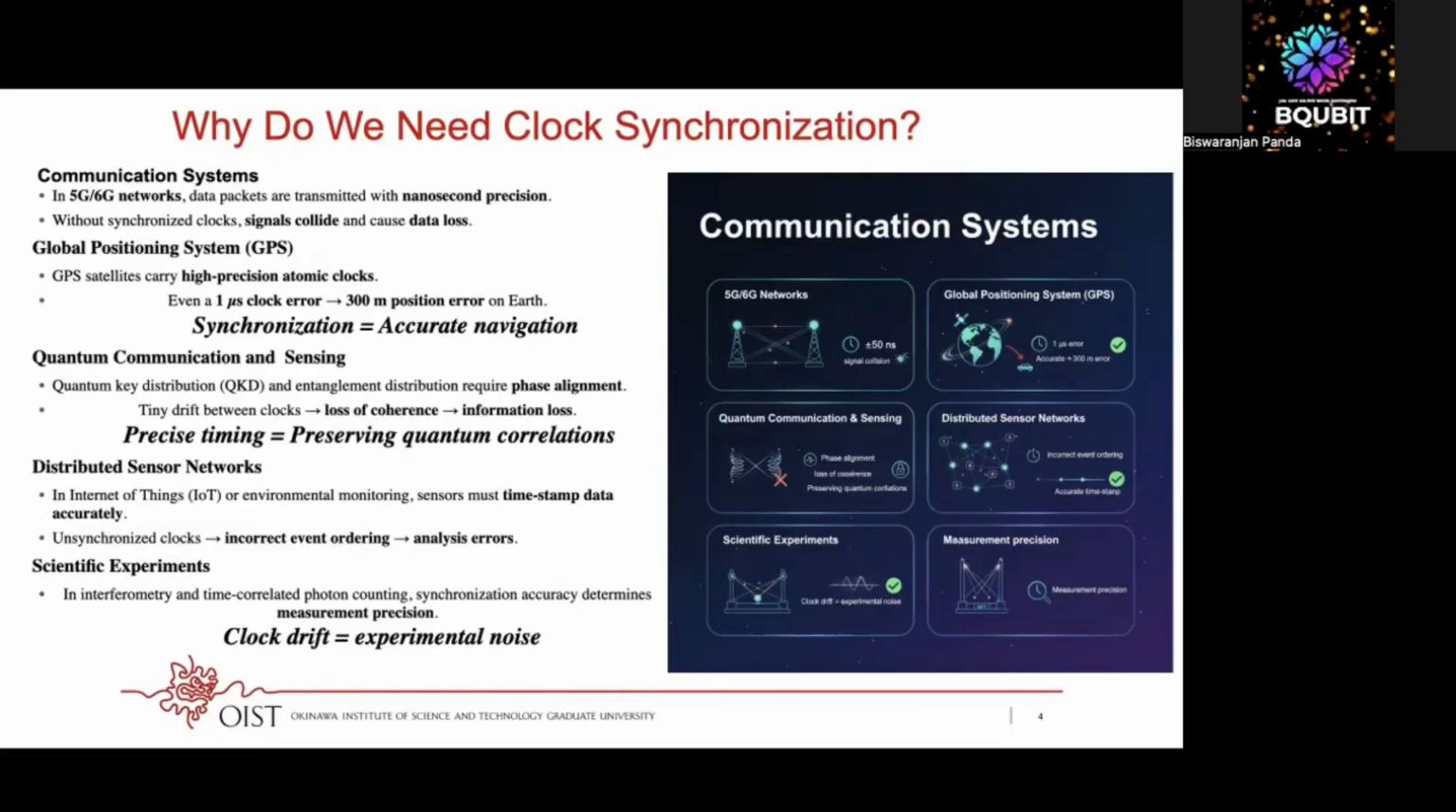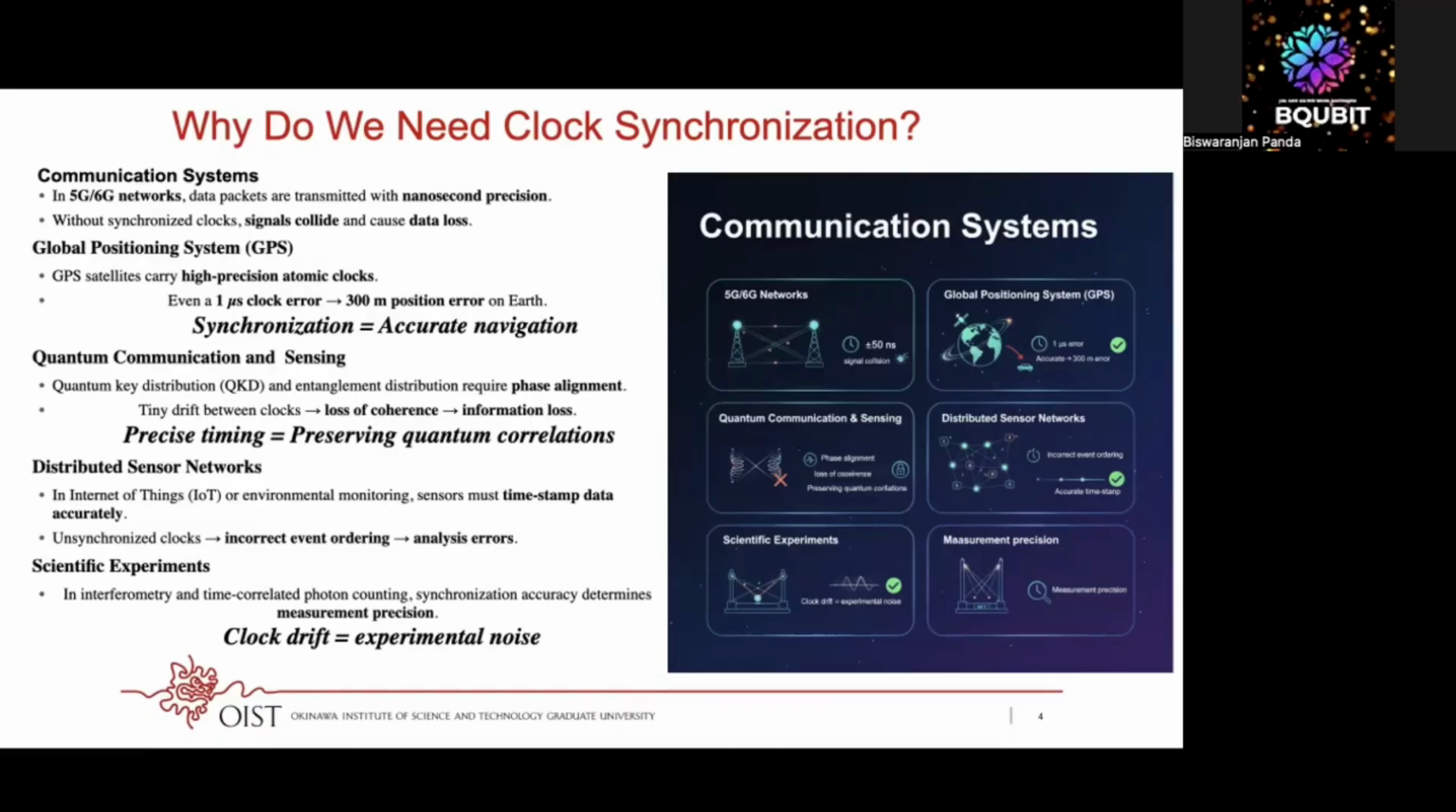So whatever network you use, the network will be slowed down, and the bandwidth and all those things will be affected by the timing. Okay.